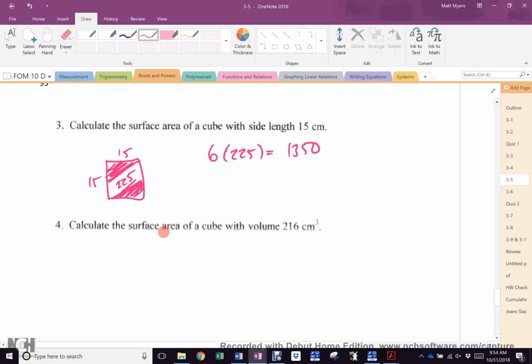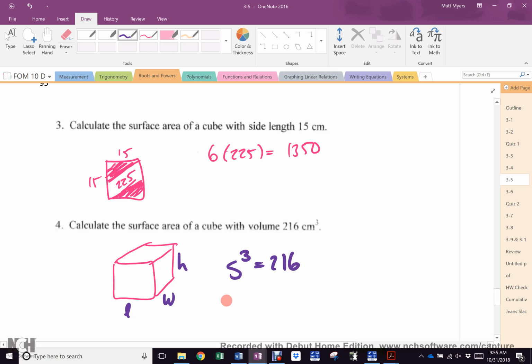Calculate the surface area of a cube with that volume. Well, if the cube has 216 for a volume, what do we know about the L, the W, and the H? They're all the same, aren't they? So it's not LWH, it's S cubed equals 216, correct? How do I find S?